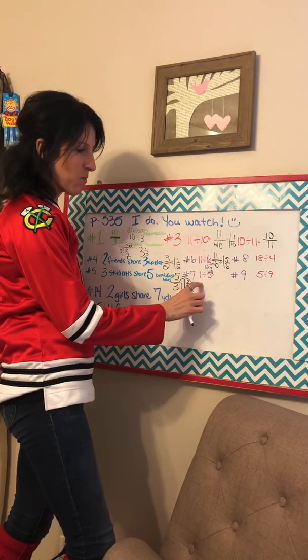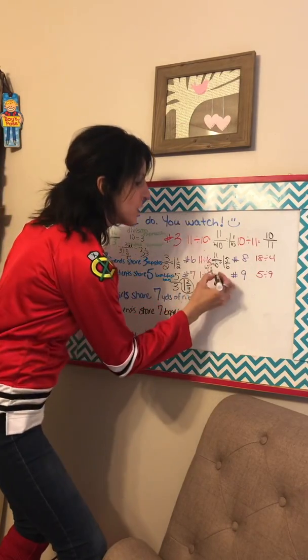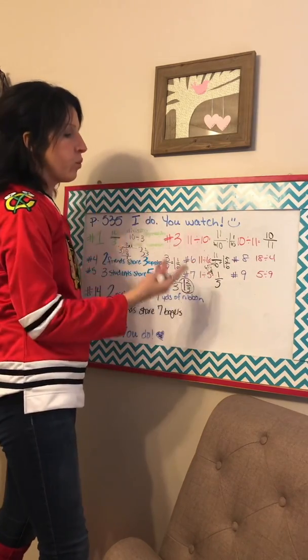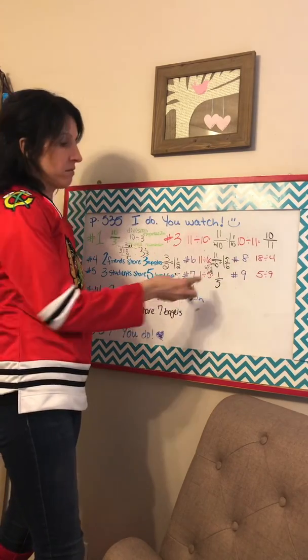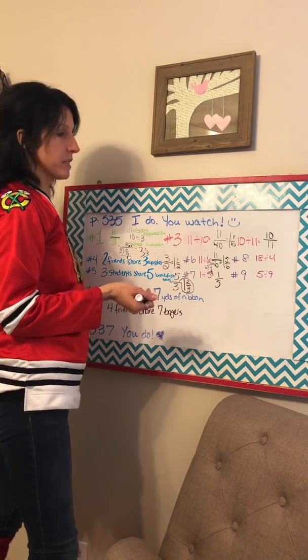Number 7, we've got 1 divided by 5. So again, think head, shoulders, knees, and toes. 1 divided by 5. 1/5. That is already just a fraction. It's part of a whole. It doesn't go over 1 whole, so we don't have to turn it into a mixed number.